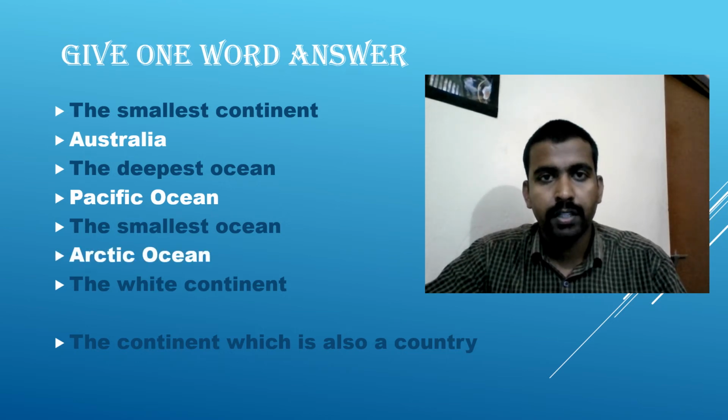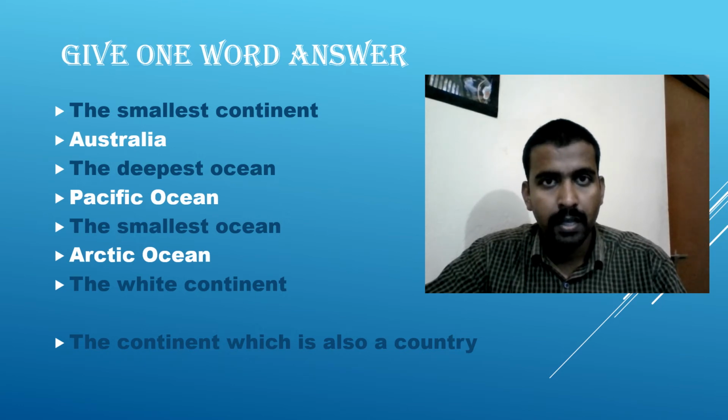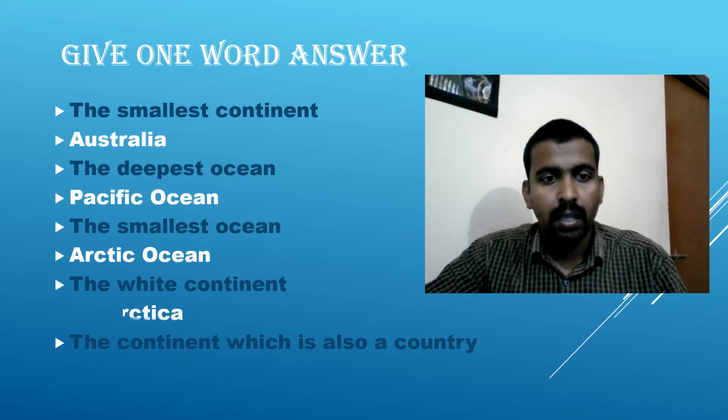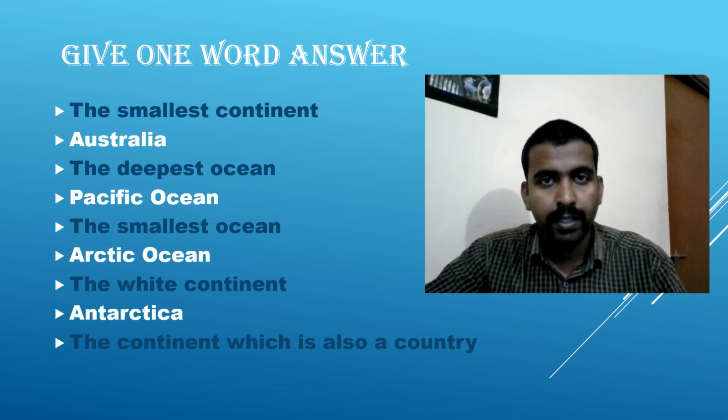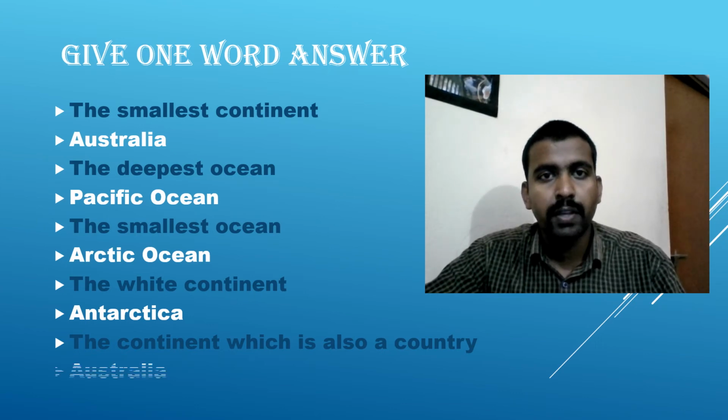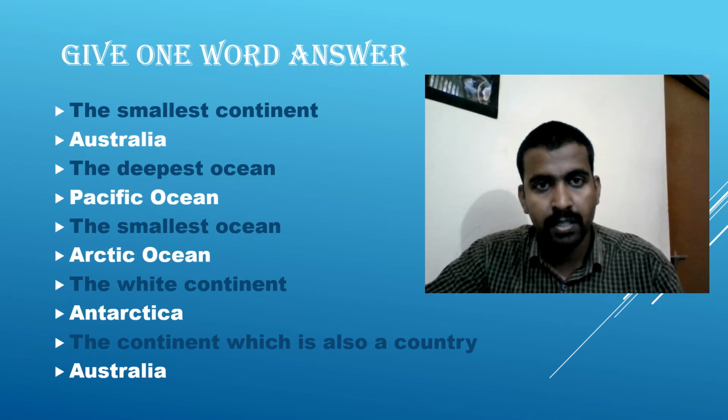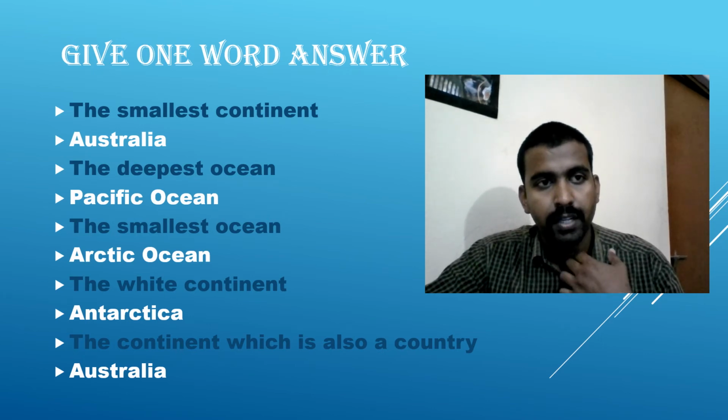The white continent. We know the white continent is known as Antarctica. Antarctica is known as a white continent because it is permanently covered with thick ice sheets. So the last question is the continent which is also a country, Australia. Australia is the only continent which is known by the name of a country, Australia.